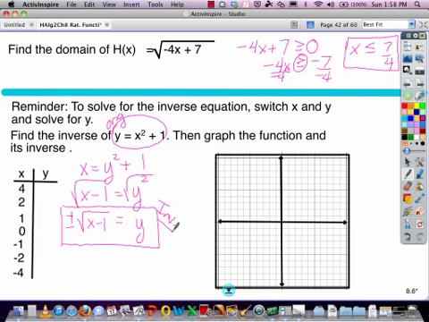So we put a 4 in. 4 squared is 16 plus 1 is 17. Put a 2 in. 2 squared is 4 plus 1 is 5. Put a 1 in. 1 squared plus 1 is 2. Put a 0 in. 0 squared plus 1 is 1. Put a negative 1 in. Negative 1 squared is 1, plus 1 is 2. Negative 2 squared is 4, plus 1 is 5. Negative 4 squared is 16, plus 1 is 17.